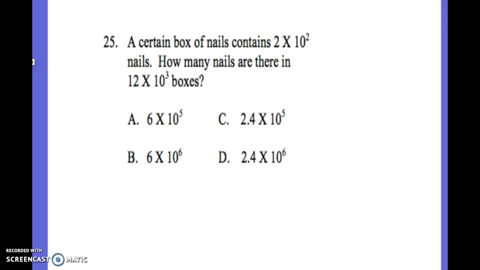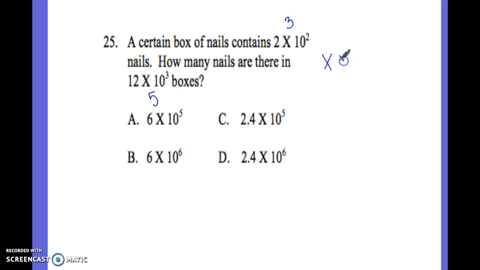For 25, a certain box of nails contains 2 times 10 to the second nails. How many nails are there in 12 times 10 cubed boxes? Well, you might think to yourself, a certain box of nails contains 3 nails. How many are in 5 boxes? Well, there'd be 15, so you have to multiply.